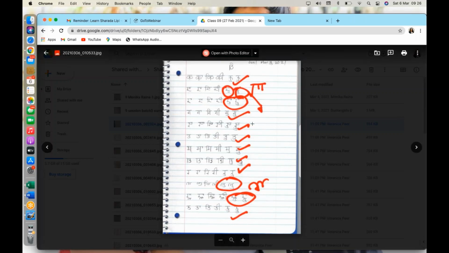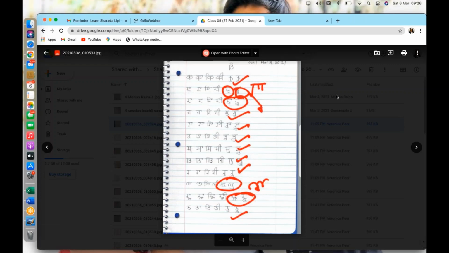Okay, so a couple of corrections here. In this particular assignment, I believe there is a slight confusion that has happened. We have touched the U matra for ka, ga. Here, in case of ja, there were two separate rules. So I think there's a slight confusion here.